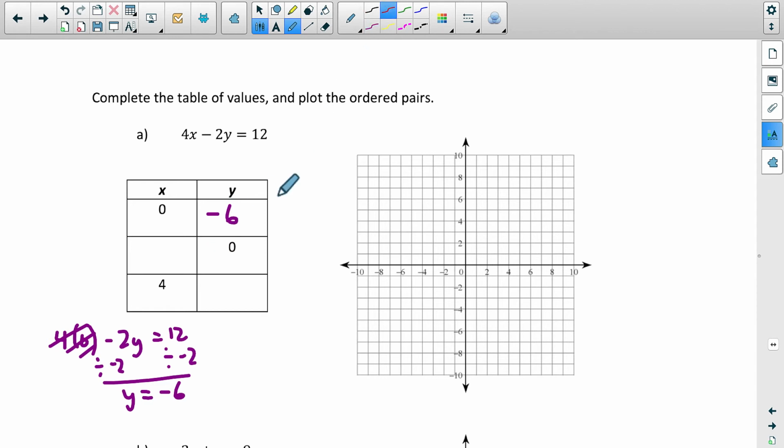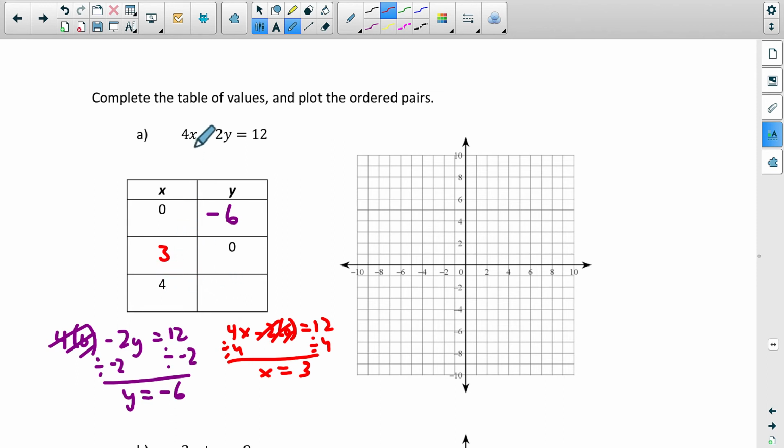Okay, for this one, you're going to use 0 again, but you're going to put it into y this time. So you don't know the x, but you do know that y is 0. So minus 2 times 0 equals 12. Look what happens when you go 2 times 0. You get nothing. You get 0. So this is gone. Only need to solve this. Divide by 4. Divide by 4. X equals 3. So this one is 3. 3, 0.